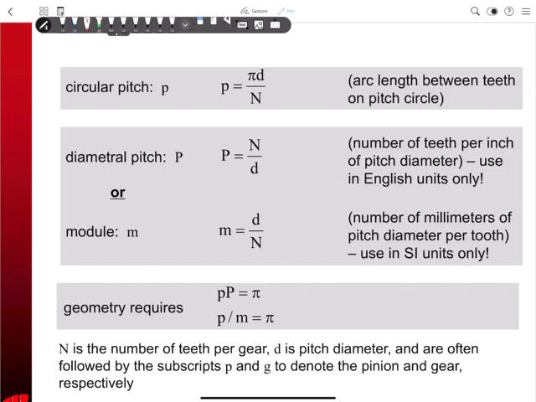Terminology: remember for inch gears, English units, it's N per D. So it's number of teeth per inch of pitch diameter, so it's teeth per inch. Whereas for metric gears, millimeter gears, it's the opposite. We say millimeters of pitch per tooth. So P and M are just upside down of each other, big P and M.